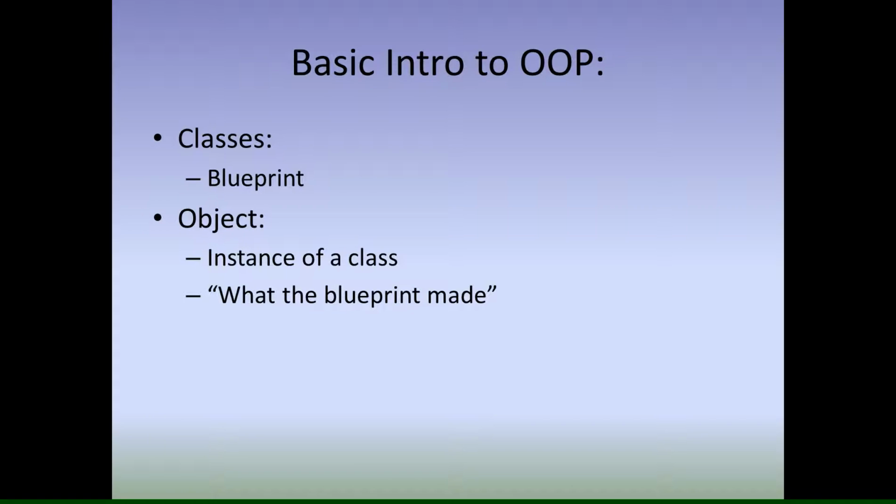So, object-oriented program begins with classes and objects. Classes are blueprints. They're like the design for what an object will be. The object is the instance of a class, so what the blueprint made.